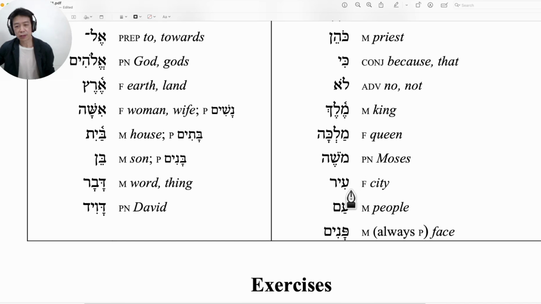The next word is ir. It means city. And the next word is am. It means people. And the final word is panim. It means face.